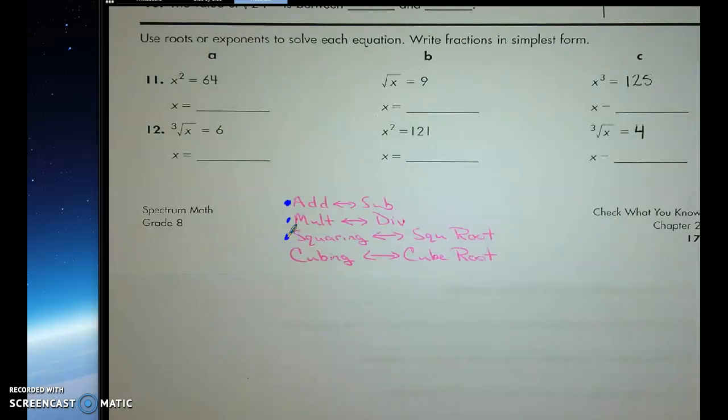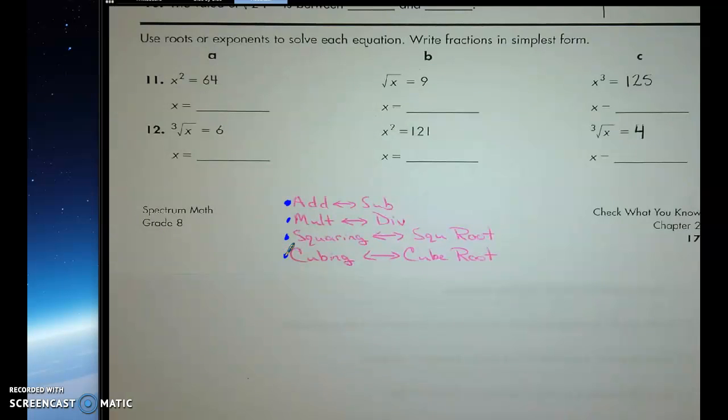Squaring and square root. Squaring is the inverse of square root, and square root is the inverse of squaring. Okay, then we have cubing and cube root. Cubing is the inverse of cube root, and cube root is the inverse of cubing. So that'll help you out with these equations.